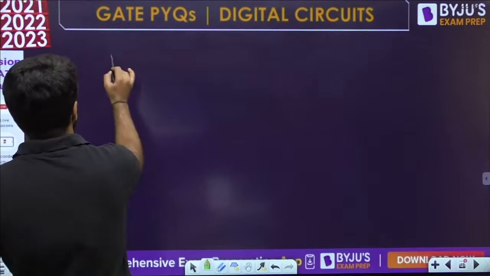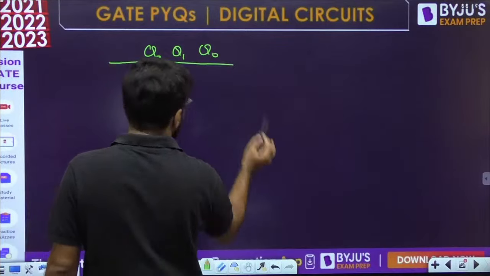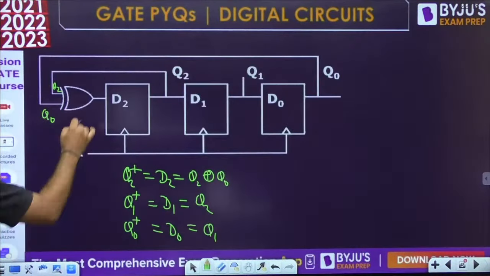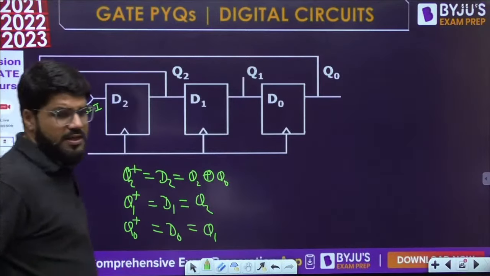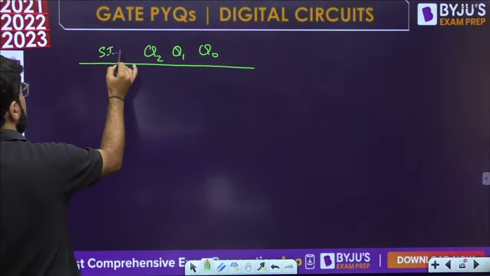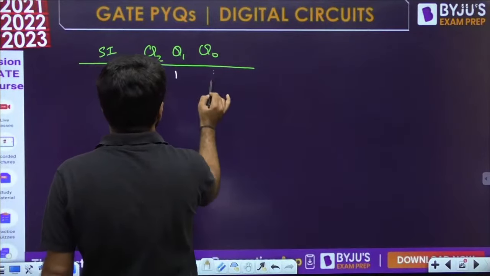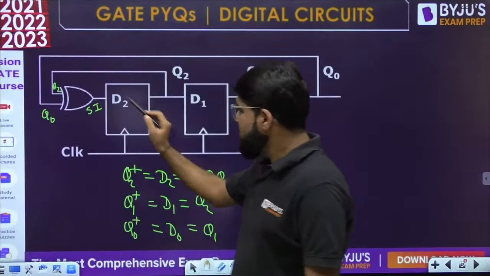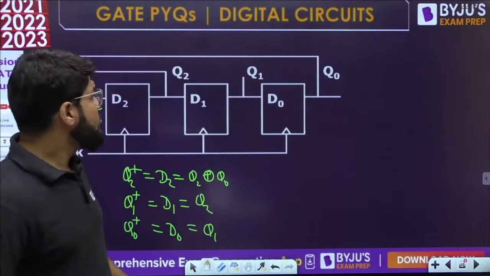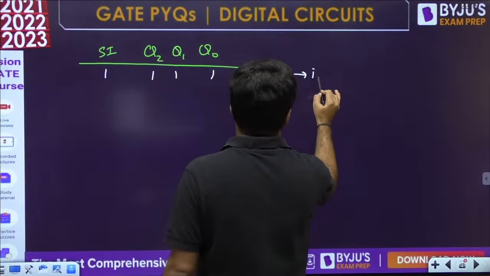Let me write down here Q2, Q1, Q0, and this is my serial input. The D2 is my serial input, because it is nothing but shift register behavior. Initially this is given to be 1, 1, 1, and the serial input is also given to be 1. Serial input means D2 only, actually. So this is what is initially given to me, at T equal to 0. This is the initial data.